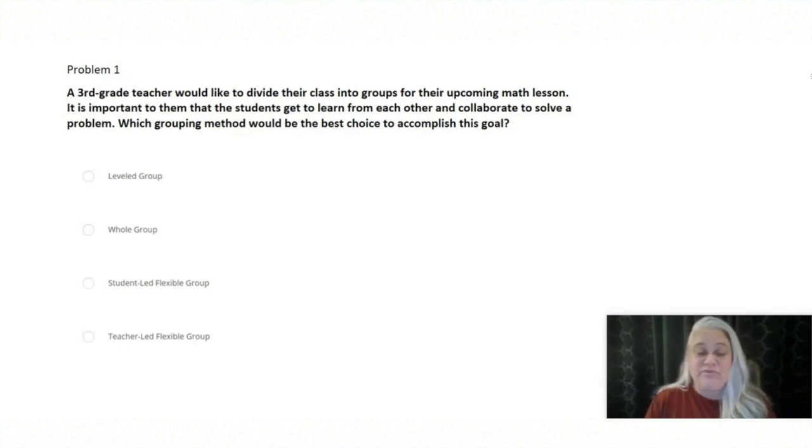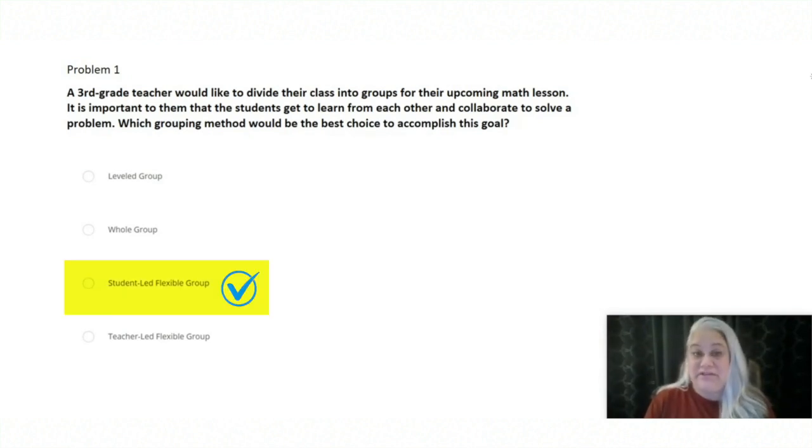A leveled group is when the students are placed in groups according to their ability. This would not necessarily be a student-led flexible group because the teacher selected the students to be in the group and it's based on their ability. A whole group lesson is one in which the teacher is in front of the classroom and gives the lesson to the whole entire class at one time. Again, this is not student-led.